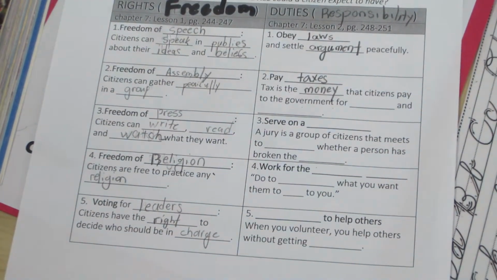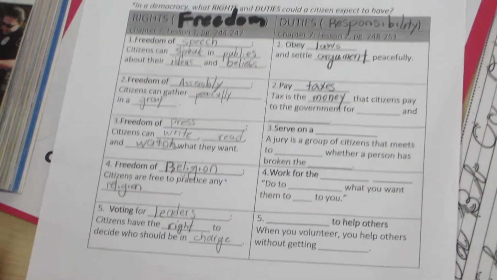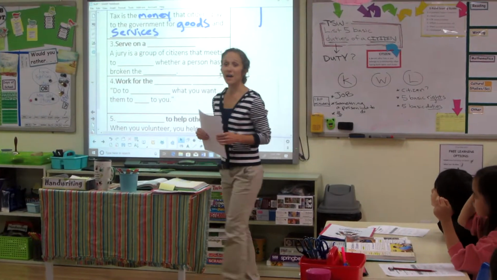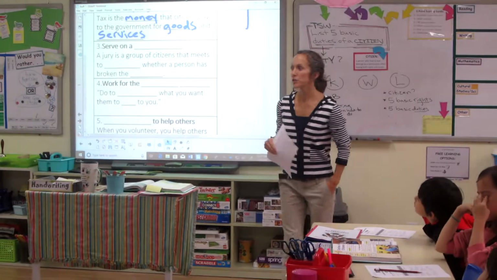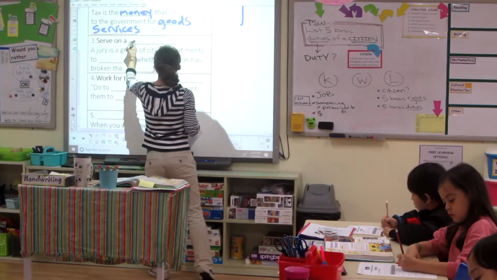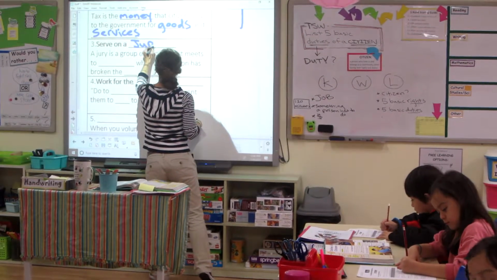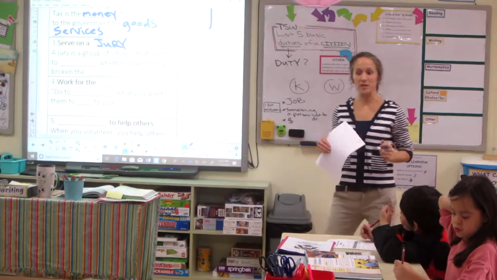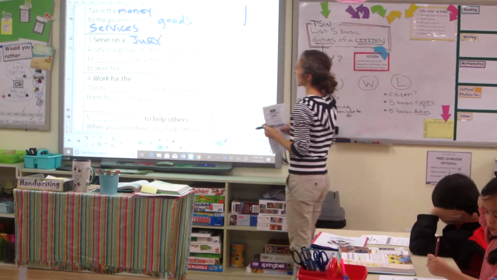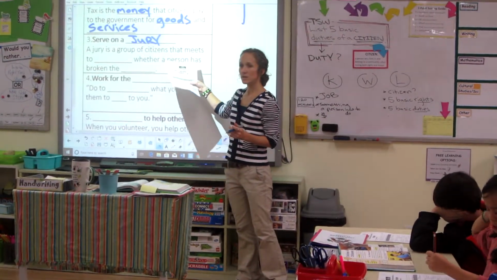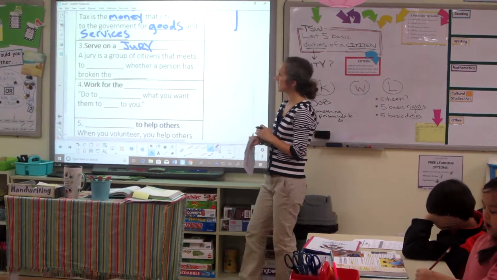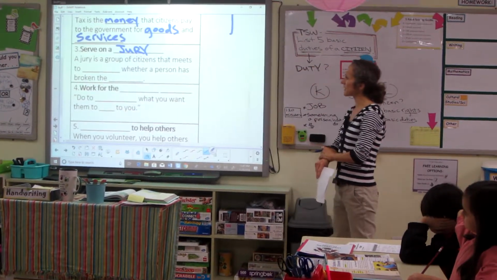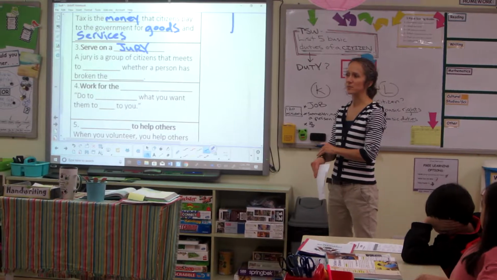For goods, so things that we need. And also we pay the money to the government for services. Serve on a, what was I supposed to serve on? Jury. That's another duty. At least if you are in the United States or a democracy, you might have to serve on a jury. And our little definition underneath says, a jury is a group of citizens that meets to blank whether a person has broken the blank.